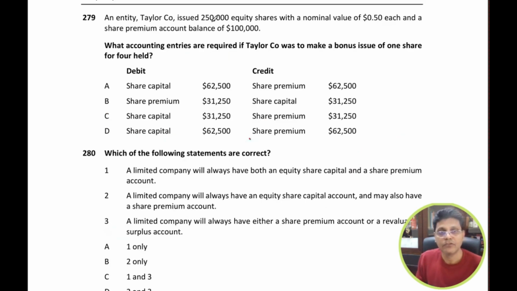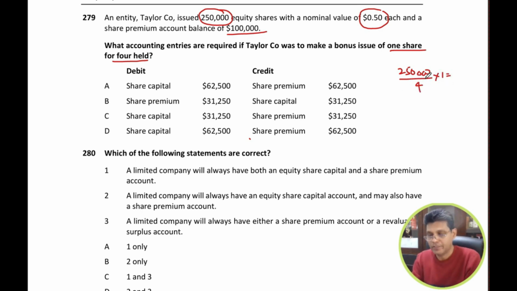An entity, Taylor Company, issued 250,000 equity shares with a nominal value of 0.50 each and a share premium account balance of $100,000. So there is a share premium account, and what accounting entries are required if Taylor Company were to make a bonus issue of 1 share for 4 held? Okay, so now there are a total number of shares 250,000. So 1 share is issued for 4 shares held. So the bonus shares will be 250,000 divided by 4, which is 62,500, and that is issued at the nominal value of 0.5.